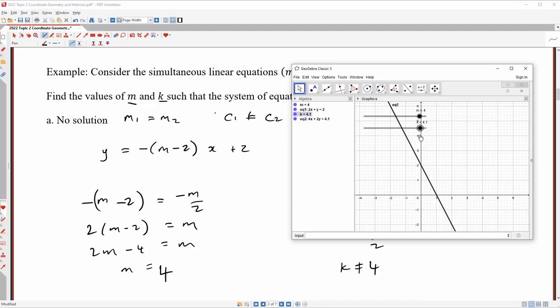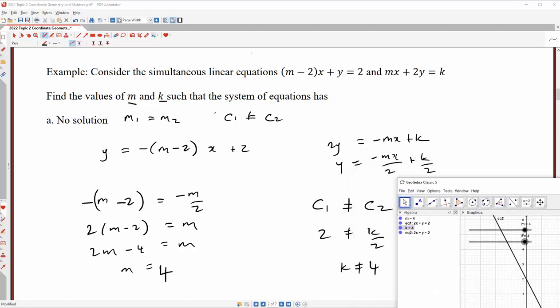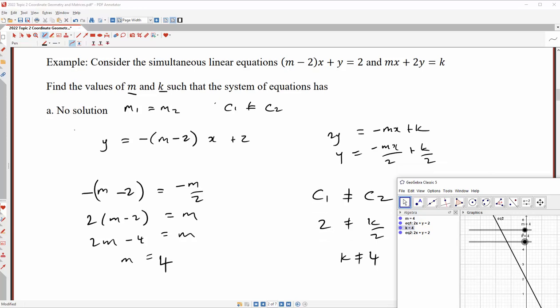But it also said that k can't be equal to 4, and I wonder why not. Because of course, they become the same function when k is equal to 4. So that's not no solution, in fact that's gone to infinitely many solutions. That's basically what we're doing: we're working out the values of these parameters, m and k, such that it meets this condition.